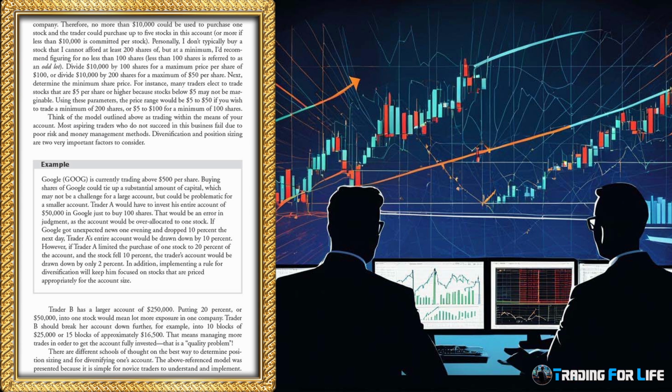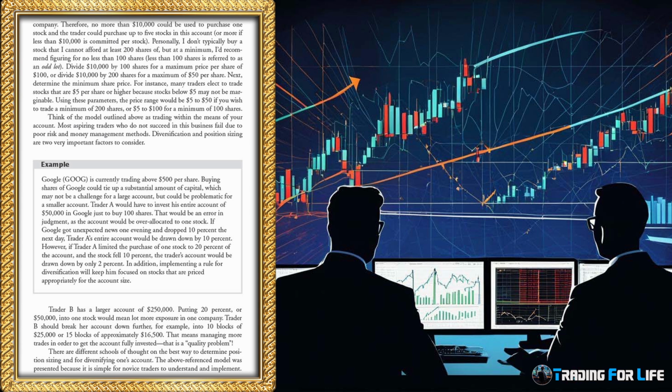However, if trader A limited the purchase of one stock to 20% of the account, and the stock fell 10%, the trader's account would be drawn down by only 2%. In addition, implementing a rule for diversification will keep him focused on stocks that are priced appropriately for the account size.